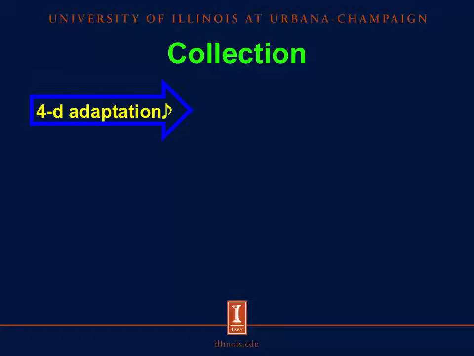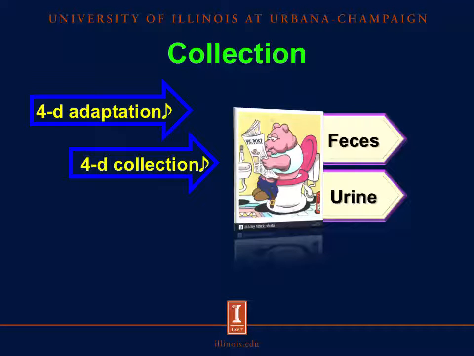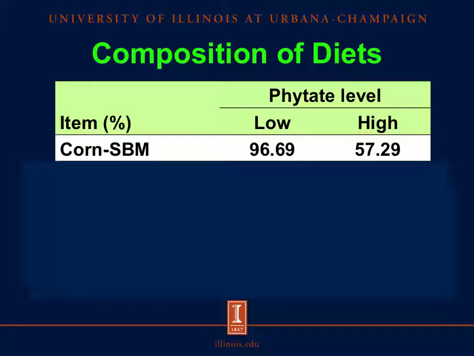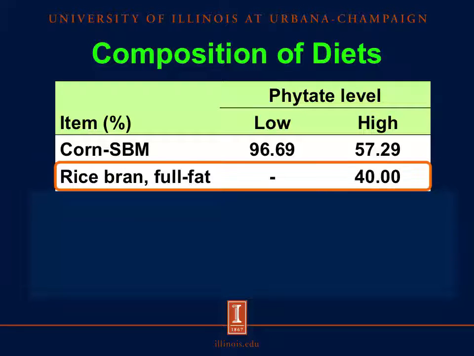After a 4-day adaptation, total fecal and urine samples were collected for 4 days using the marker-to-marker procedure. Therefore, a period consisted of more than 8 days. Two experimental diets were formulated based on corn and soybean meal. To create the high phytate diet, 40% full-fat rice bran was included.